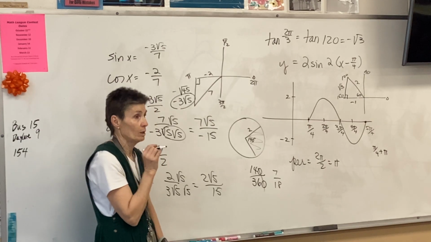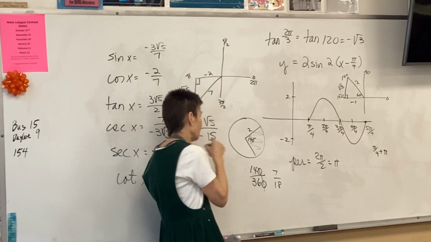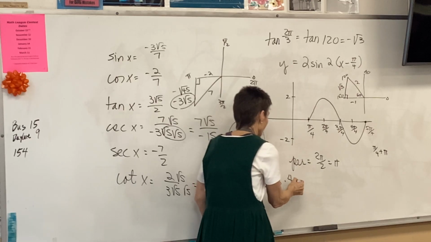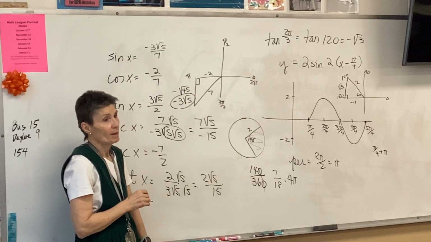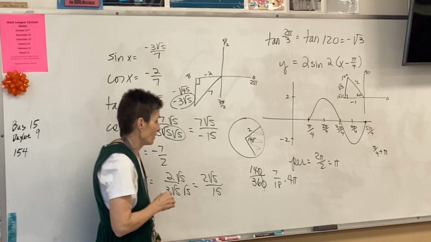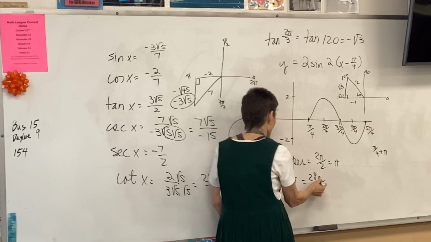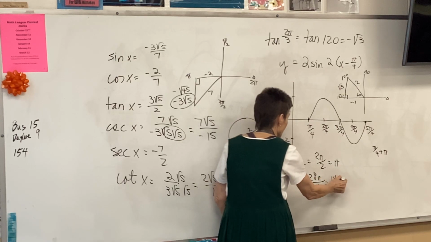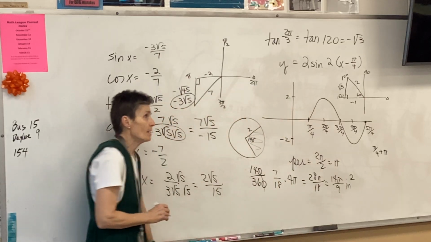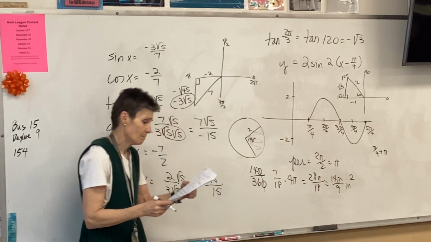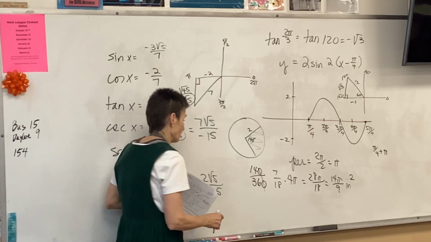What would the whole area be? 4 pi. Pi r squared. So I'm gonna multiply that. I get 28 pi over 18, which is 14 pi over 9 square inches. The area is 14 pi over 9 square inches.